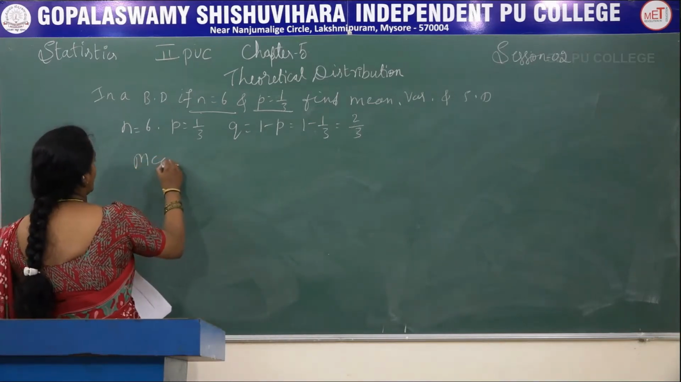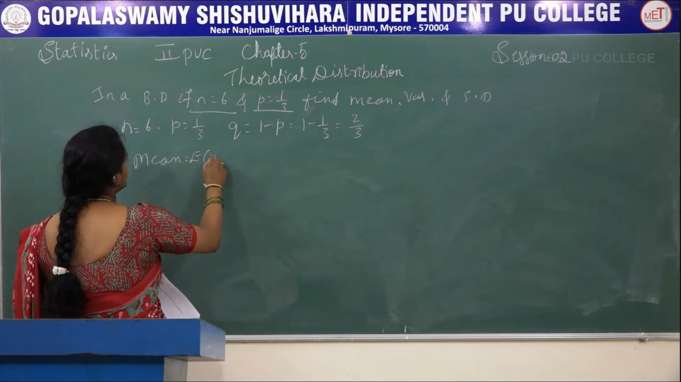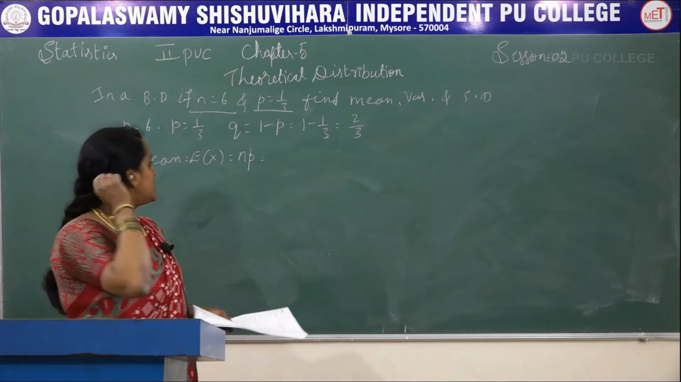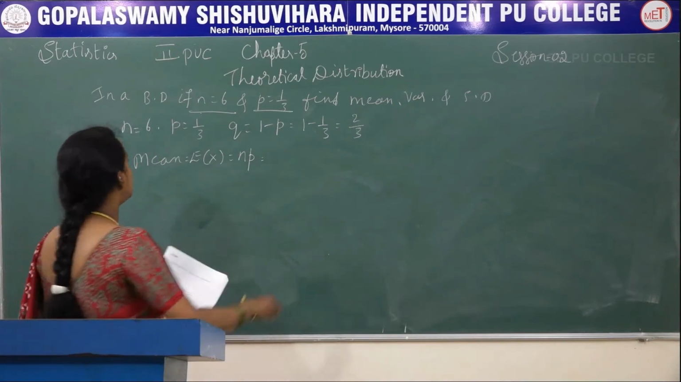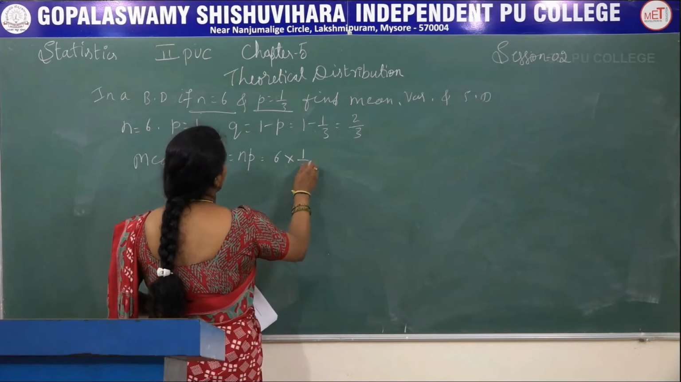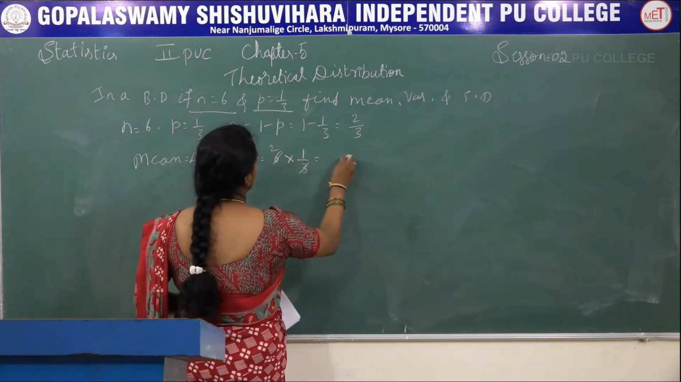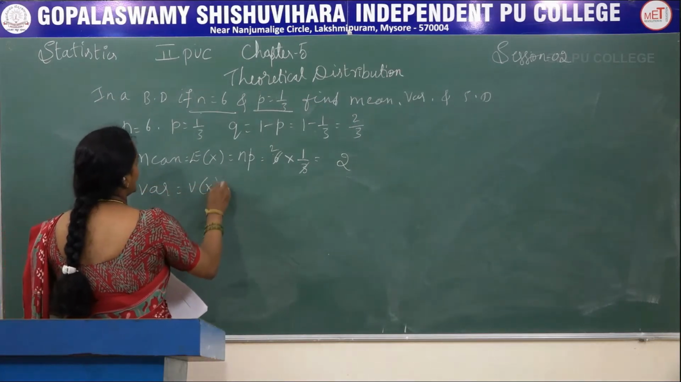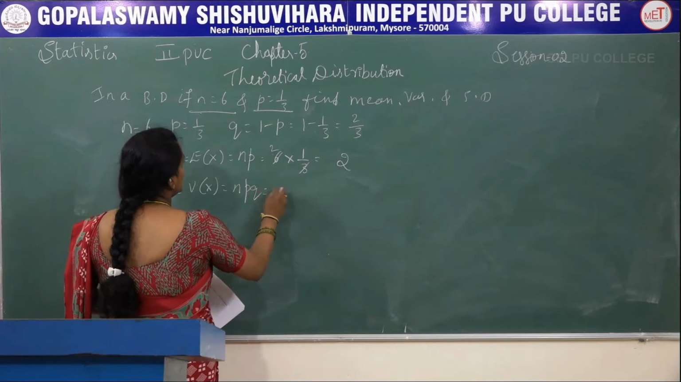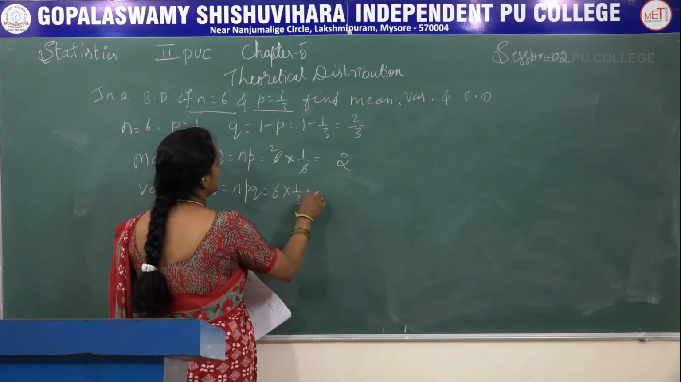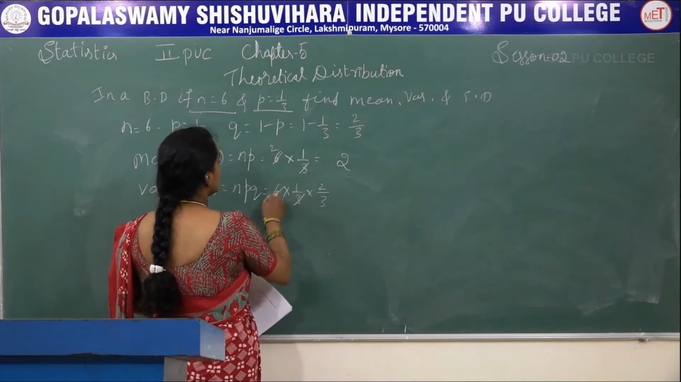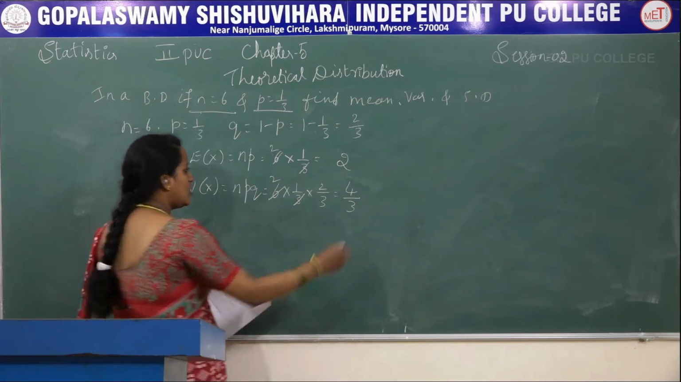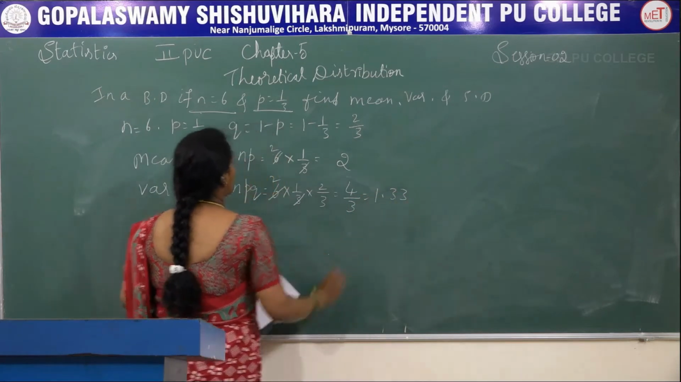So mean or expected value of x is equal to n into p. The property says that expected value of x or mean of binomial distribution is np. N is equal to 6 into 1 by 3. It is 2 into 1, it is 2 only. And variance of x is npq, that is 6 into 1 by 3 into 2 by 3, 4 by 3, or it can be 1.333 recurring.